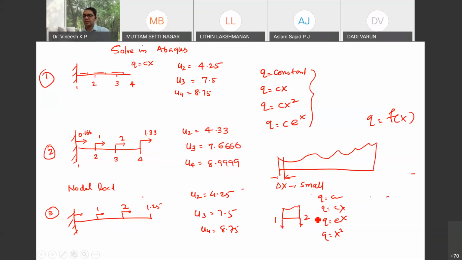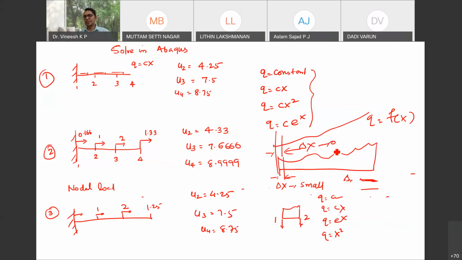That is the reason that when you increase the number of elements from 3 to 30, you are getting closer to the analytical result. Whatever the variation, when delta x is tending to 0, on that element you will see that it is almost a uniformly distributed load. Even though your loading has a big variation, when you reduce the element size, you can approximately consider the loading inside the element as uniform.